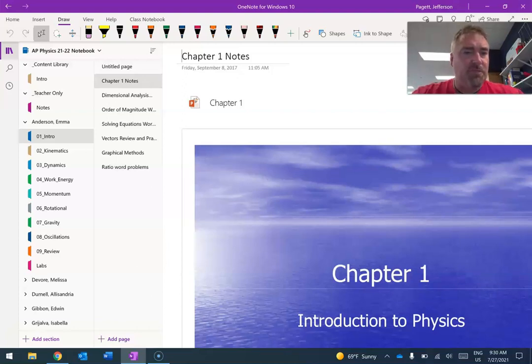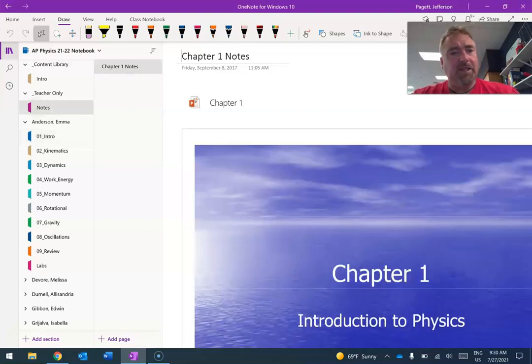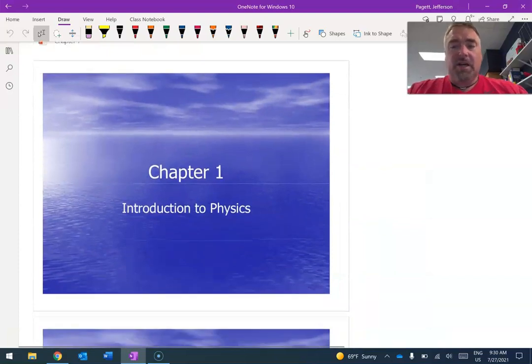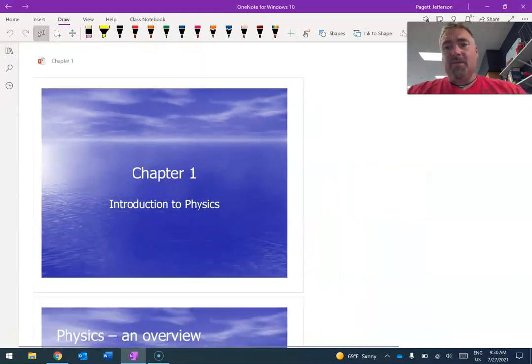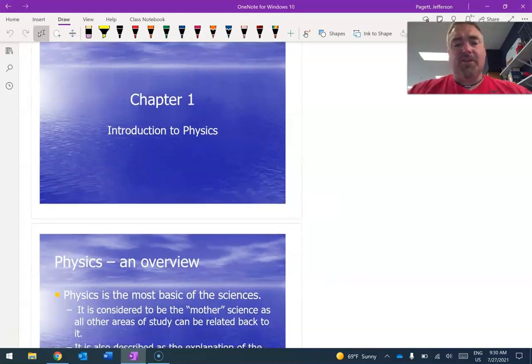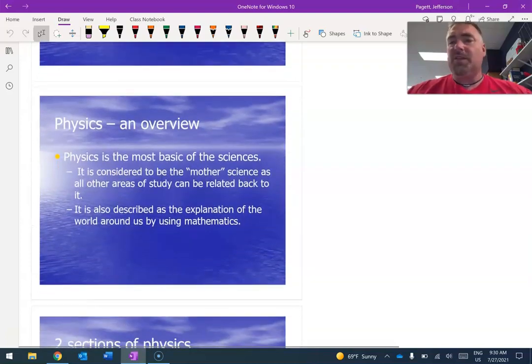But let's just jump right in, and you'll find these notes. I'm going to be taking notes in my teacher section rather than in the content library, so I don't have to clean that all up later. But in Chapter 1, it's just an introduction to physics. And just an overview, it is the most basic of all sciences. You heard me say it last year or the year before in Regents. It's considered to be the mother of science, as in all other areas of study are related back to it. And it's also described as exploration of the world around us by using mathematics.